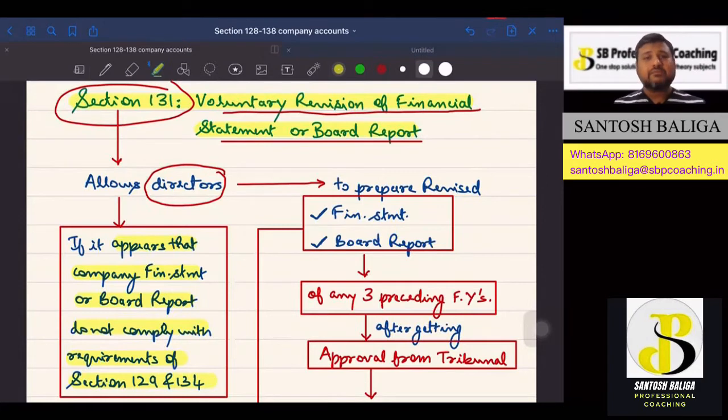No, there is a time limit fixed by section 131, which clearly says that you can revise the financial statement or board report only for the preceding 3 financial years from the current year. Also, can the directors directly make this revision? No, the directors still have to make an application to the NCLT for the voluntary revision.